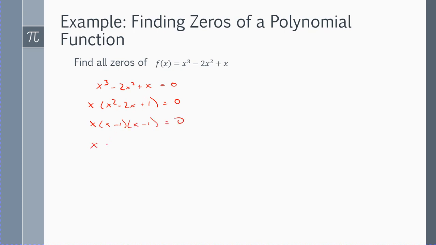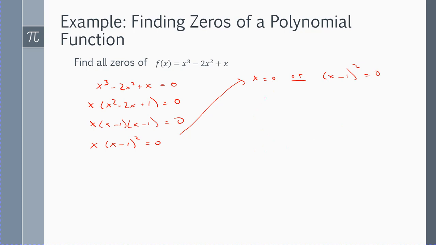Look here, you have x times x minus 1 squared is equal to 0. So just solving here, either the first factor, x is equal to 0, or x minus 1 squared is equal to 0.